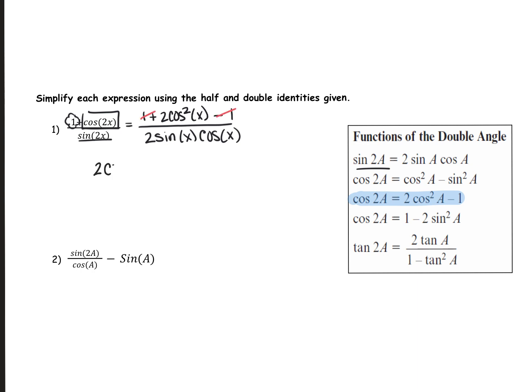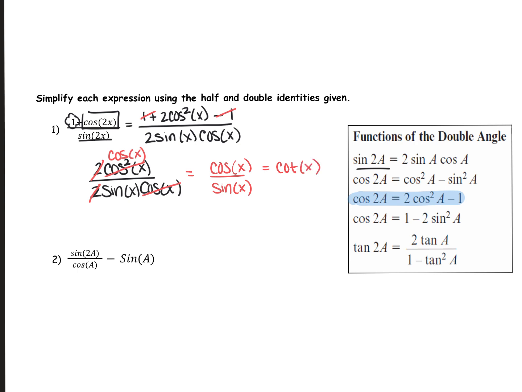So I have 2 cos squared of x over 2 sine of x cos of x. And what you're going to notice, more things will cancel. You should notice that the 2's in front will cancel. There's 2 coses on top and 1 of them on the bottom. So the leftover cos is on top. So we've got cos and sine. So my final answer is cosine of x over sine of x. And you should remember that cosine of x over sine of x simplifies to cotangent. So this would be my final answer.